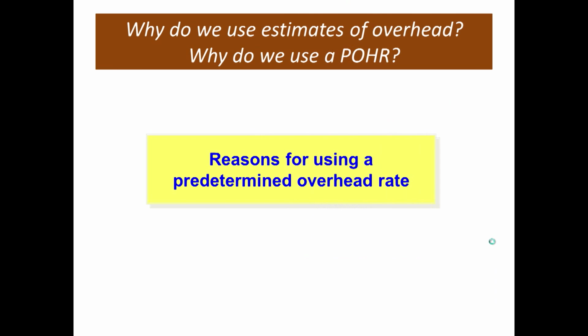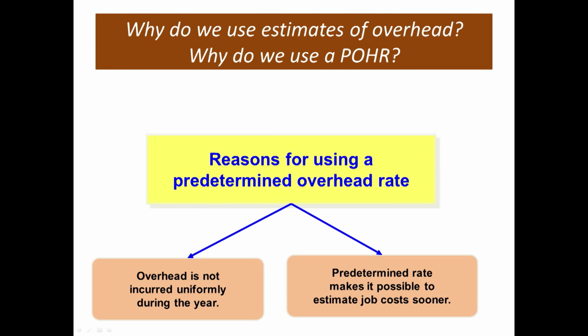Now, why do we use estimates of overhead? When we did that predetermined overhead rate, we had to estimate the overhead, and we estimated the direct labor costs. Why do we use estimates? Couldn't we just wait till the end of the year, and then we would know exactly what our overhead was, and we would know exactly what our direct labor costs were for that past year?